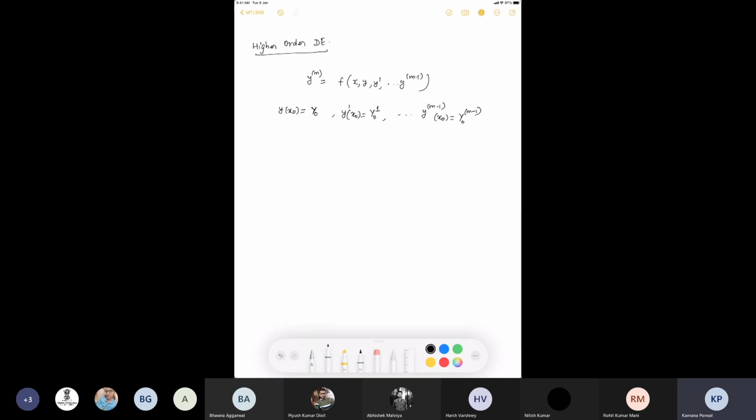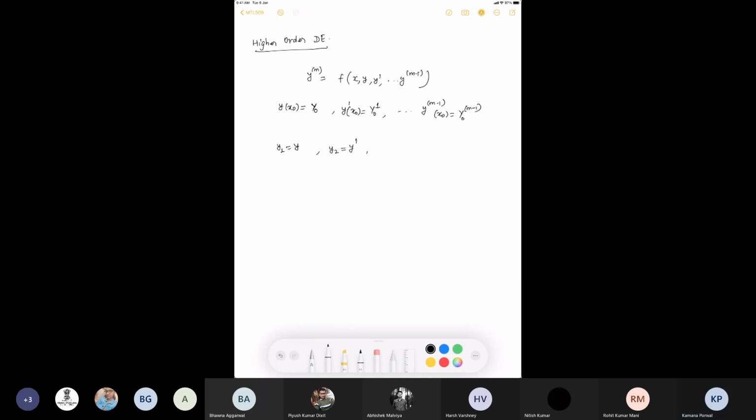All right, so now, to reduce this into a system of differential equations, I'm going to introduce this new set of variables. I'm going to define y1 as y, y2 as y prime, y3 as y double prime, and up to ym, which I'll define as the (m minus 1)th derivative of y.